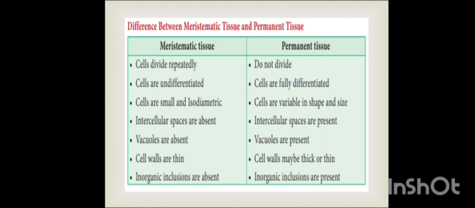Next, in meristematic tissue the cells are small and isodiametric. In permanent tissue, cells are variable in shape and size. Intercellular spaces are absent in meristematic tissue, but present in permanent tissue. In meristematic tissue the vacuoles are absent; in permanent tissue, vacuoles are present. In meristematic tissue the cell walls are thin; in permanent tissue the cell walls may be thick or thin. In meristematic tissue, inorganic inclusions are absent; in permanent tissue, they are present.